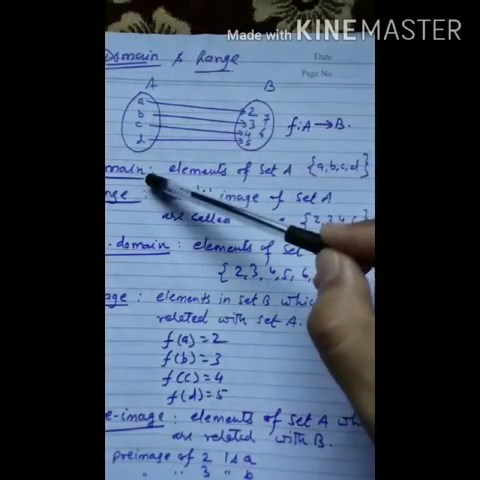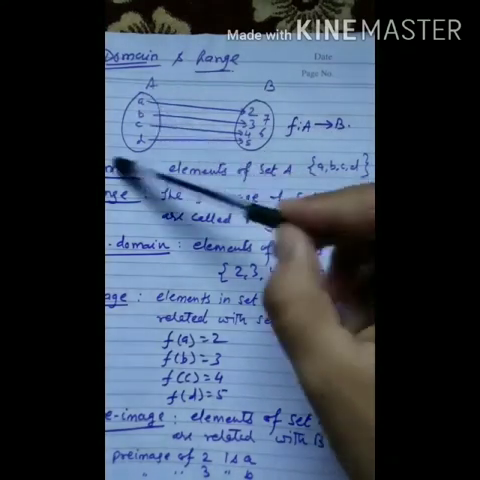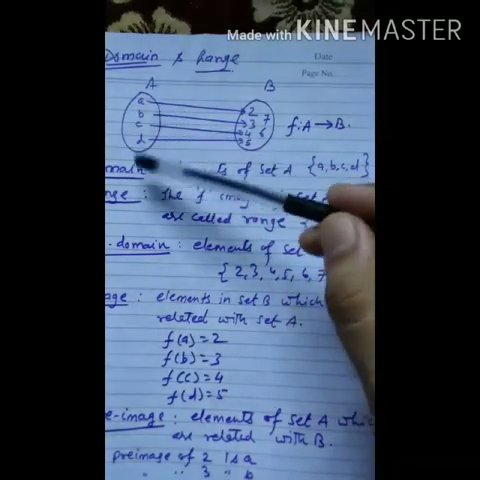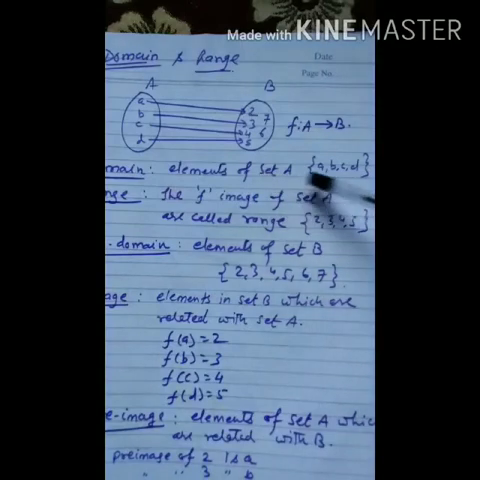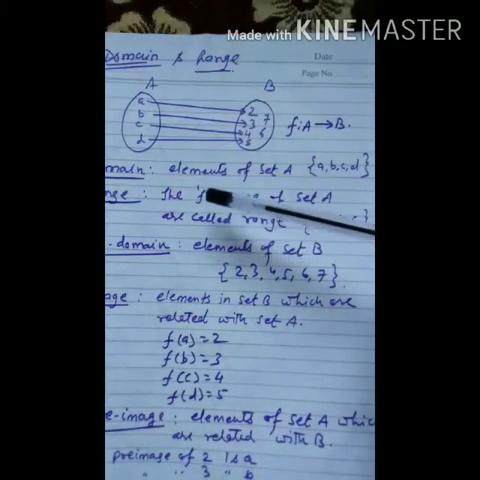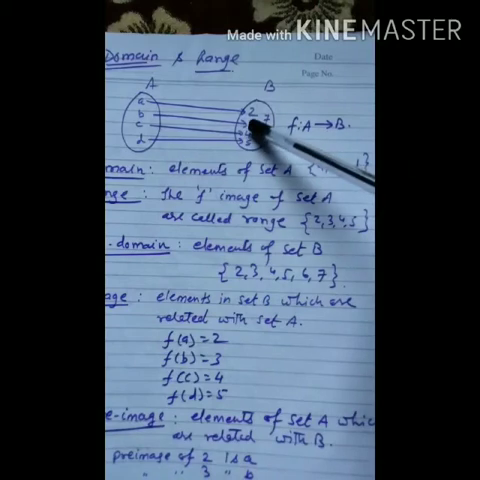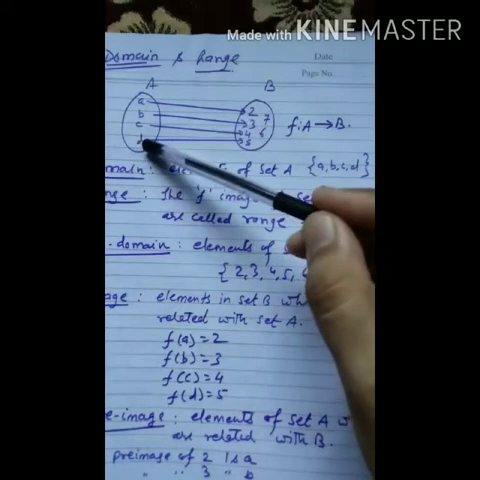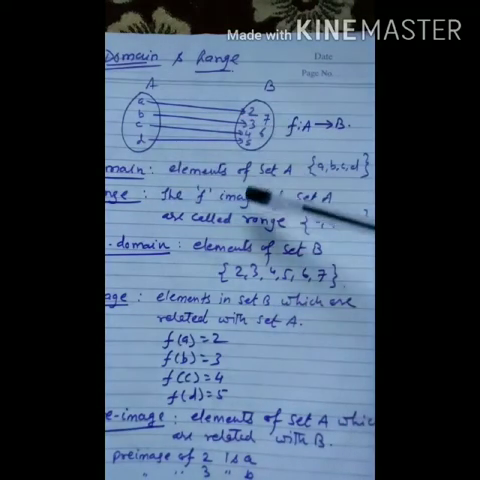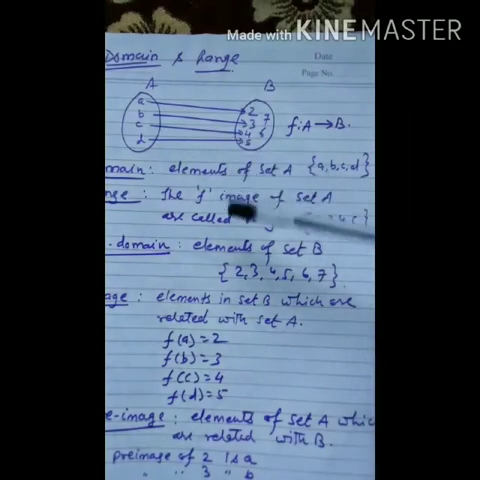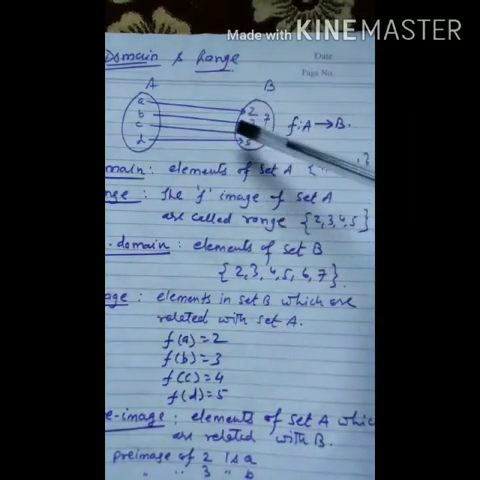Now in this, what is domain? The elements of set A are called domain. For example, A, B, C, D, these are the domain. Range: the elements of set B which are associated with set A are called range. Or we can say that the images of set A are called range. That is 2, 3, 4 and 5.